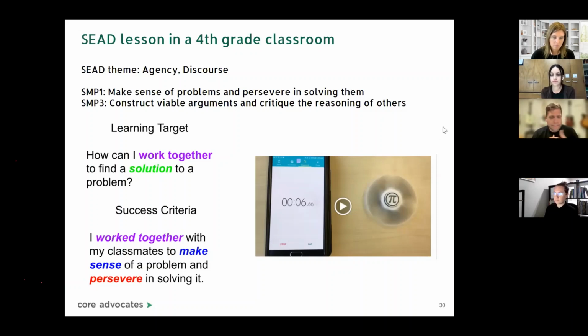The actual content standard was NBT B6 around division. So eventually they got to the point where they had to do division to figure out exactly how long it spun. I think it ended up being like 3.5 minutes, and they were all shocked because that was not even close to their guesses. Go to the next slide.